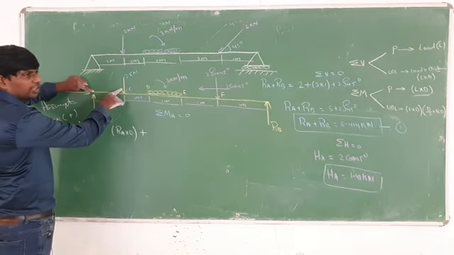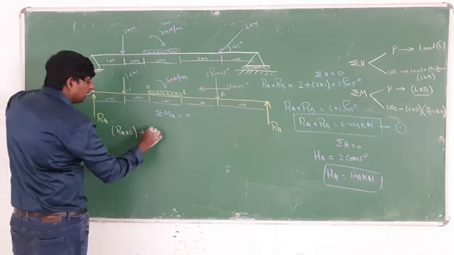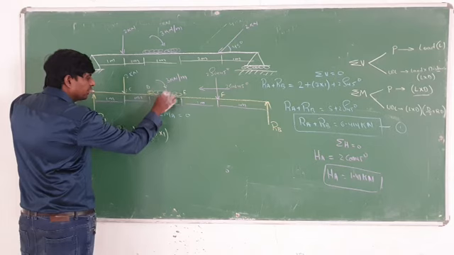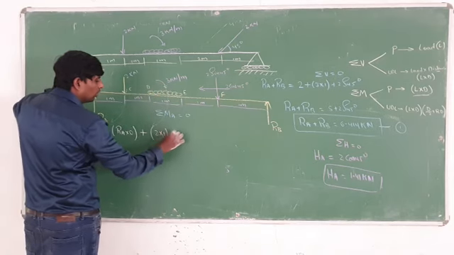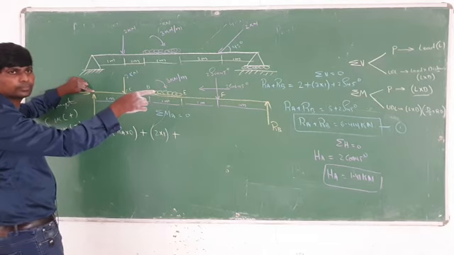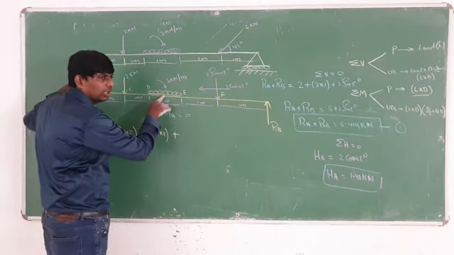Which type of load is there? What is the formula? Load into distance, that is 2 into 1. Okay? Then how is it coming towards this point? Clockwise. Clockwise means plus. What are we finding? Bending moment.